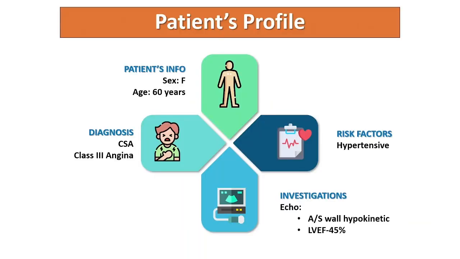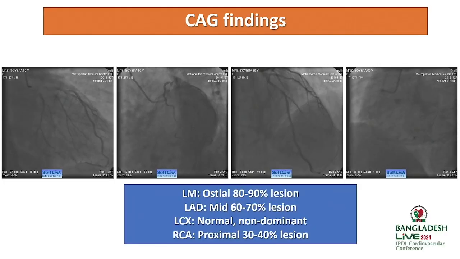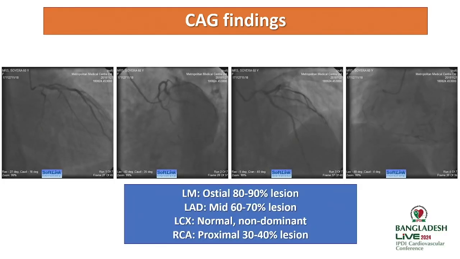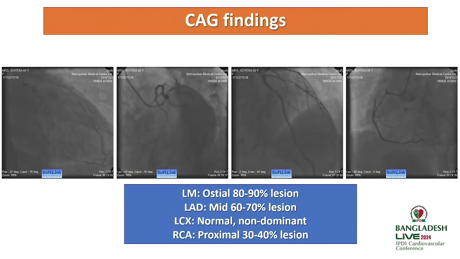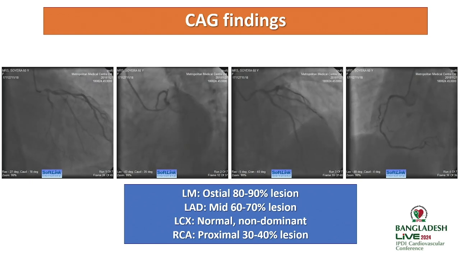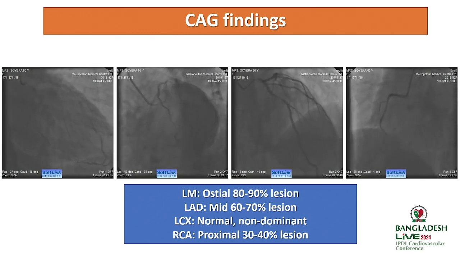My first case, left main PCI: a 6-year female, hypertensive, presented with class 3 angina. Echo shows anteroseptal hypokinesia, EF was 45%. Angiogram shows left main ostium 80 to 90% stenosis, mid LAD 60 to 70% lesion. LCX was normal but non-dominant, and RCA proximal has a 30 to 40% lesion.